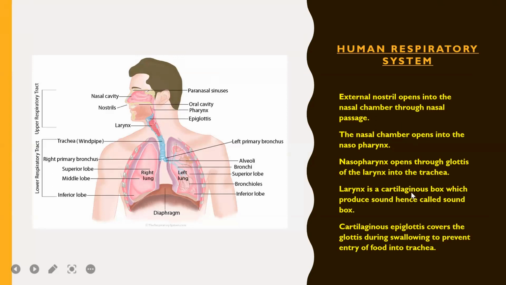Then larynx, what is larynx? Larynx is called a windpipe. Okay, now. So it is made up of cartilaginous box, which is called as a sound box. Then cartilaginous epiglottis covers the glottis. So cartilaginous epiglottis will be there. Okay, this epiglottis covers the glottis while swallowing the food.